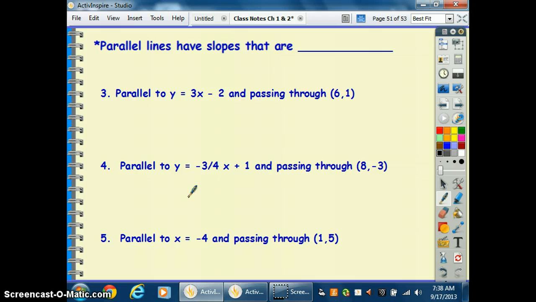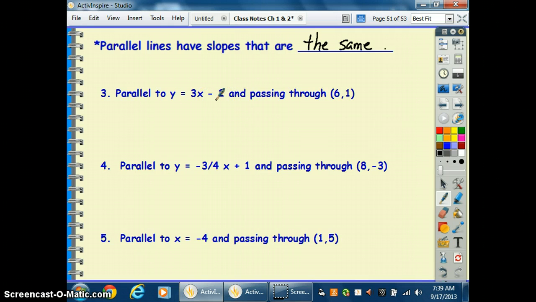Now, if we have parallel lines, we know they have the same slope, the same slant. So we're looking for a line that is parallel to y equals 3x minus 2. The only thing we really need to know for the equation is where it's crossing the y-axis. It says it's passing through (6, 1). So let's plug 6, 1 into our x and y, and then we'll be able to find where the y-intercept is, the b.